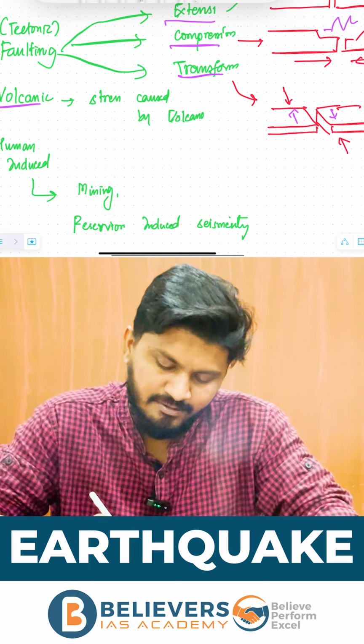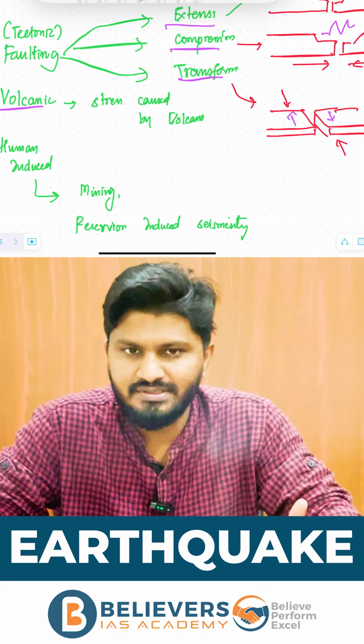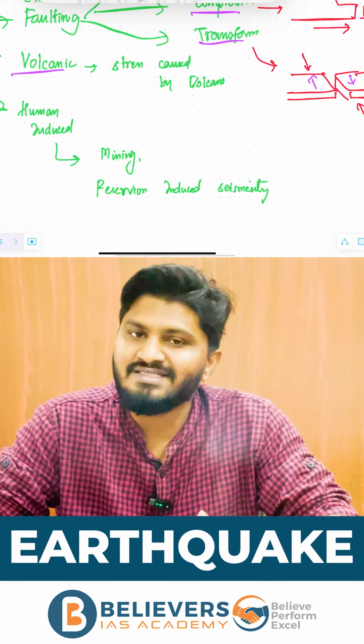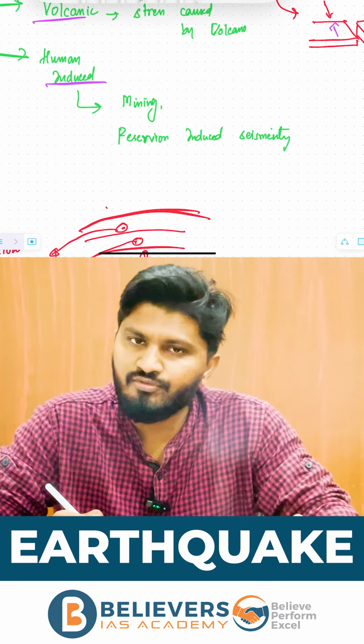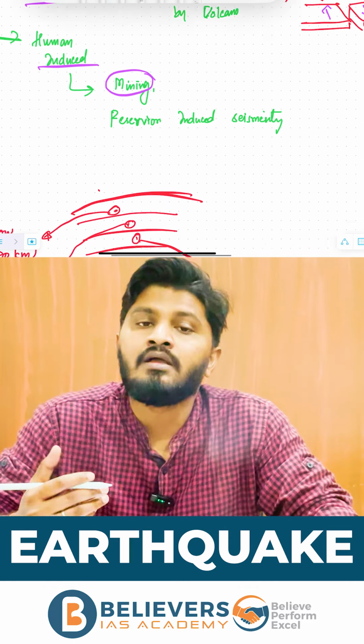Another is volcanic. Whenever a volcano erupts around a region, the volcanic shock waves result in earthquakes as well. There is a stress built up by volcanoes. This stress results in earthquake as well. And then is human induced. How human induced? Whenever there is heavy mining activity in a particular region, it results in earthquakes.